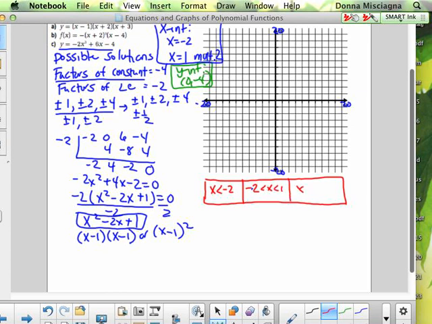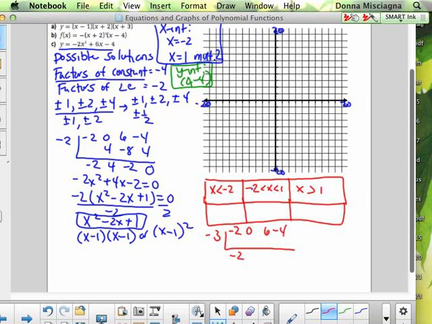And for x greater than 1. All right, so for x less than negative 2, let's take negative 3. And I'm going to use what's called synthetic substitution. So my remainder is the value of the function, and then I don't have to bother plugging it in. I find this faster.